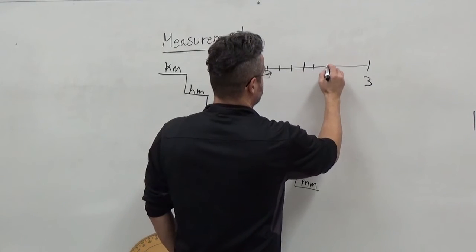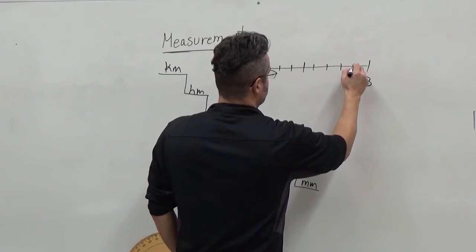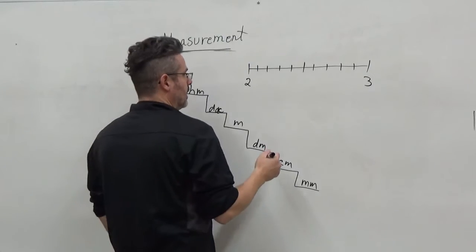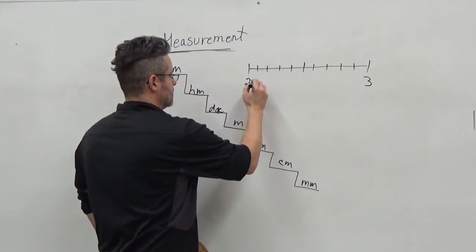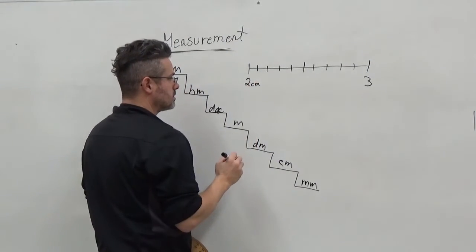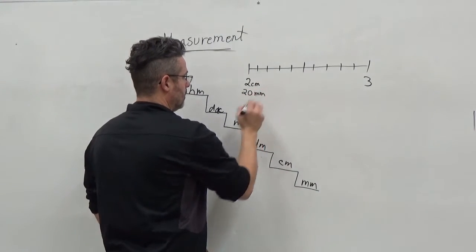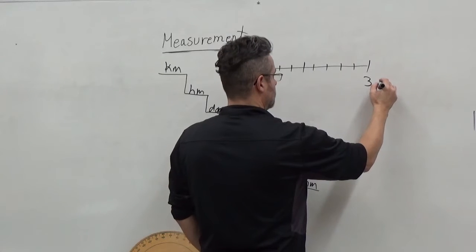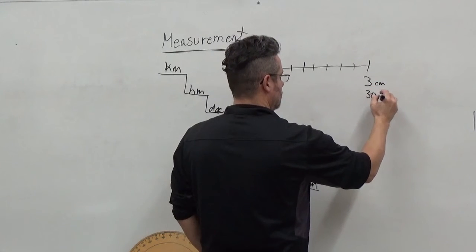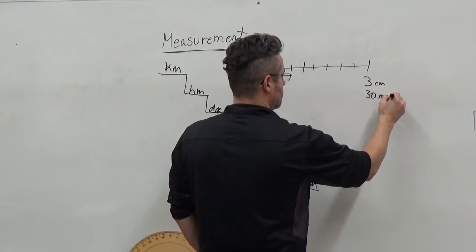5, 10. And this is centimeters, which is equal to 20 millimeters. This is 3 centimeters, which is equal to 30 millimeters.